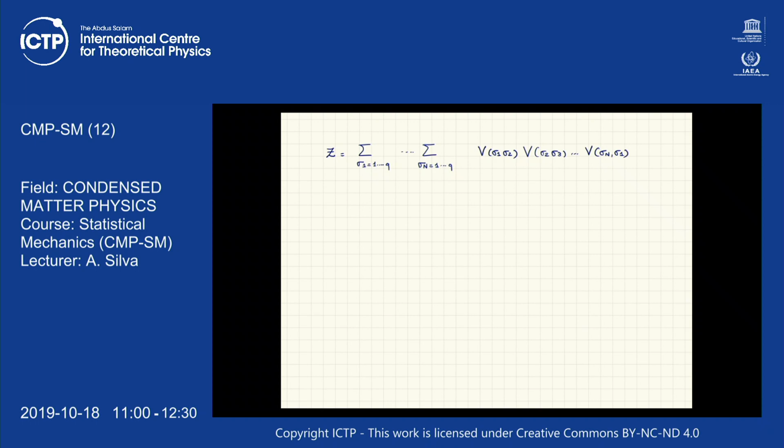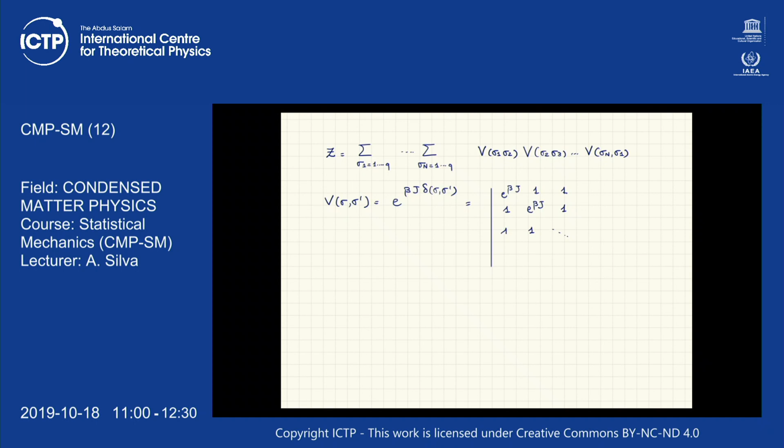And now our v(sigma, sigma prime) is e to the beta j delta(sigma, sigma prime), and therefore it is a matrix that looks like this. It's e to the beta j on the diagonal, and outside of the diagonal it is always equal to 1. So there is a bunch of 1s everywhere. All right, and it's a q by q matrix.